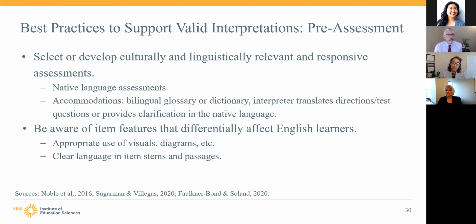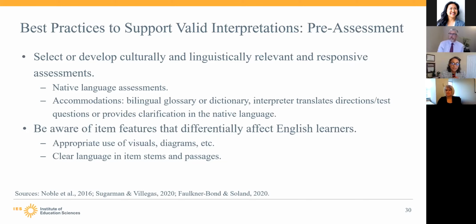Accommodations can certainly help to make assessments more linguistically accessible. As the second bullet suggests, I think it's also important to just try to design tests with some awareness of the item features that differentially affect English learners. So to the extent that we can select or develop assessments that need fewer accommodations, as opposed to creating something without thinking about English learners and then using accommodations to make it accessible, the more that we can front load that process, the better.